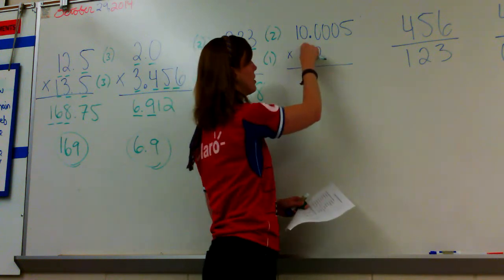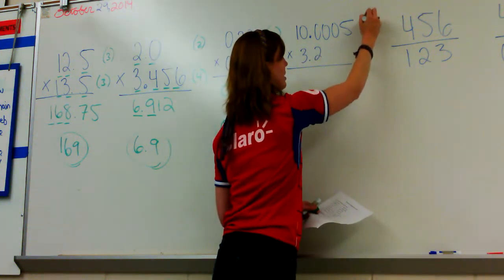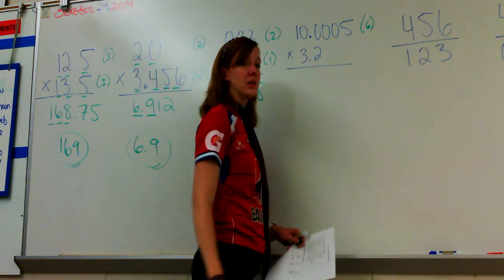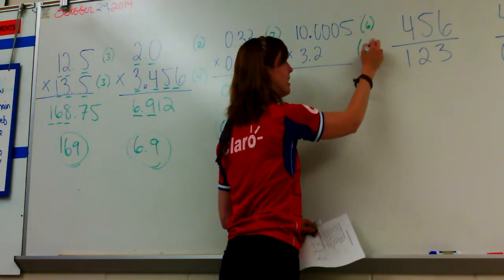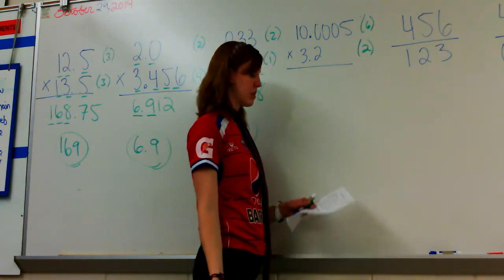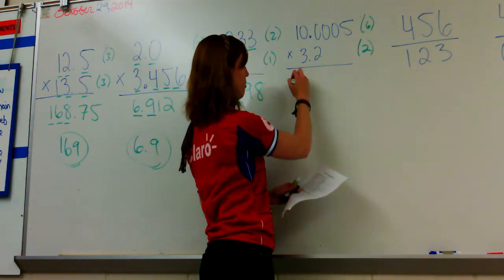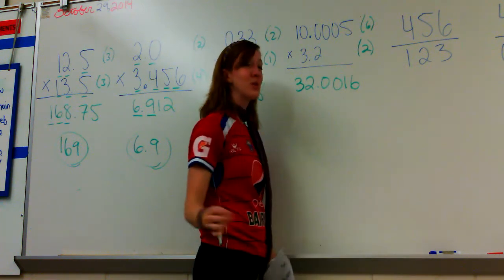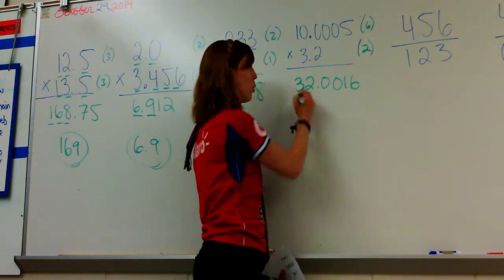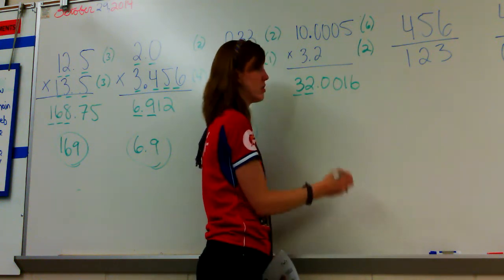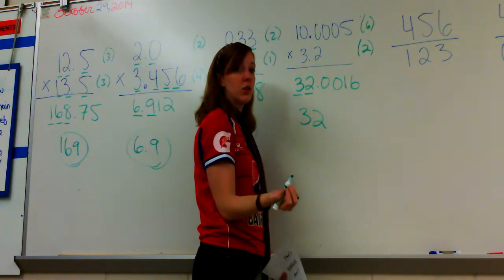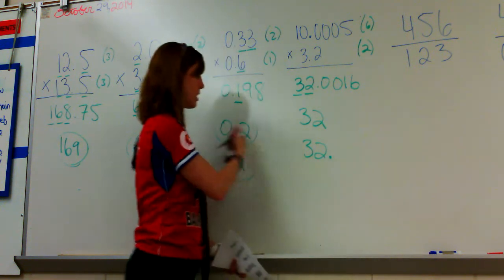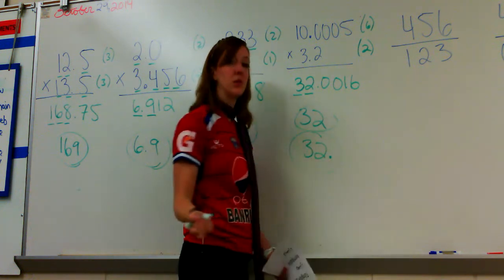Here, I've got 1, 2, 3, 4, 5, 6 significant digits because zeros in the middle of a number are significant. That is a very precise measurement. 3.2, that's only 2 significant digits, much less precise. When I multiply those, my calculator will tell me this. But that is also 6 significant digits. That's too many. I'm only allowed 2 significant digits. So my final answer is 32. Or I can write 32 point. That's also correct. The same way these are the same, these are also the same.